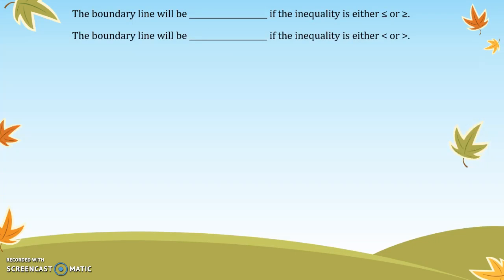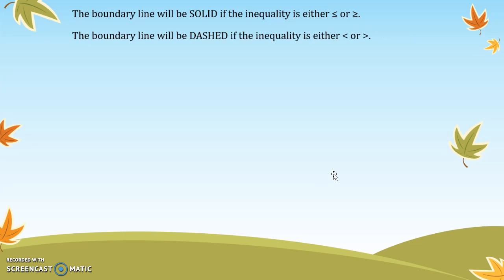So if we have the greater than or equal to or the less than or equal to symbol, our boundary line is going to be solid. A good way to remember that is if we see the little line underneath the inequality, that's how you know you're going to have a solid line. If we have the less than or greater than symbol, our boundary line is going to be dashed.